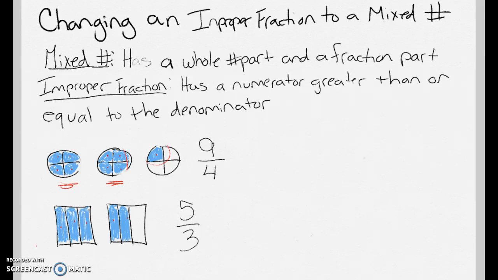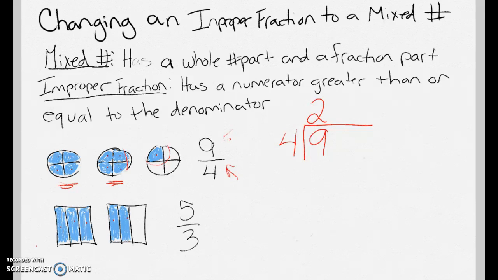So all I'm going to do is take my numerator and divide it by my denominator. And I'm going to write it in a box the way we learned how to do long division. This is why we did long division before fractions. So my first step is to divide. 9 divided by 4 is 2. I write that on top.